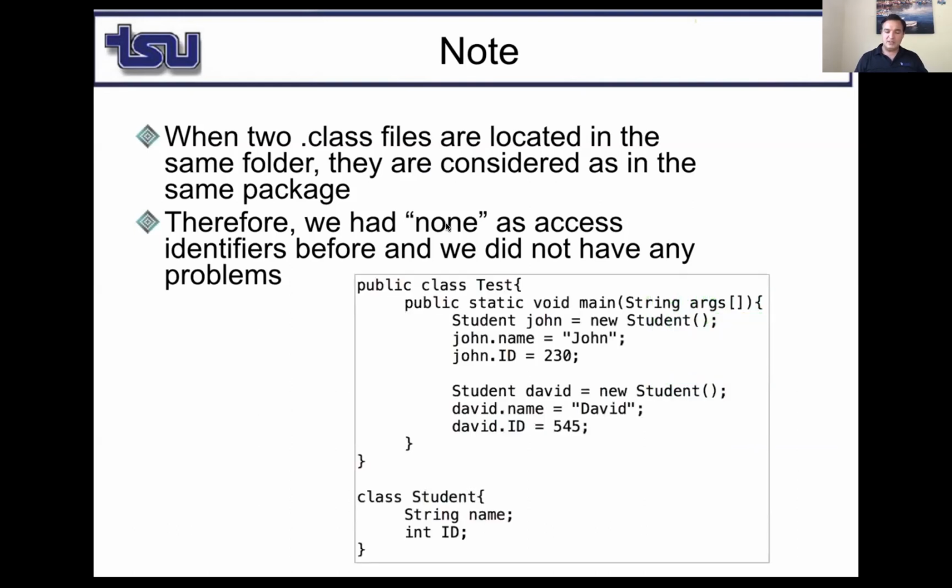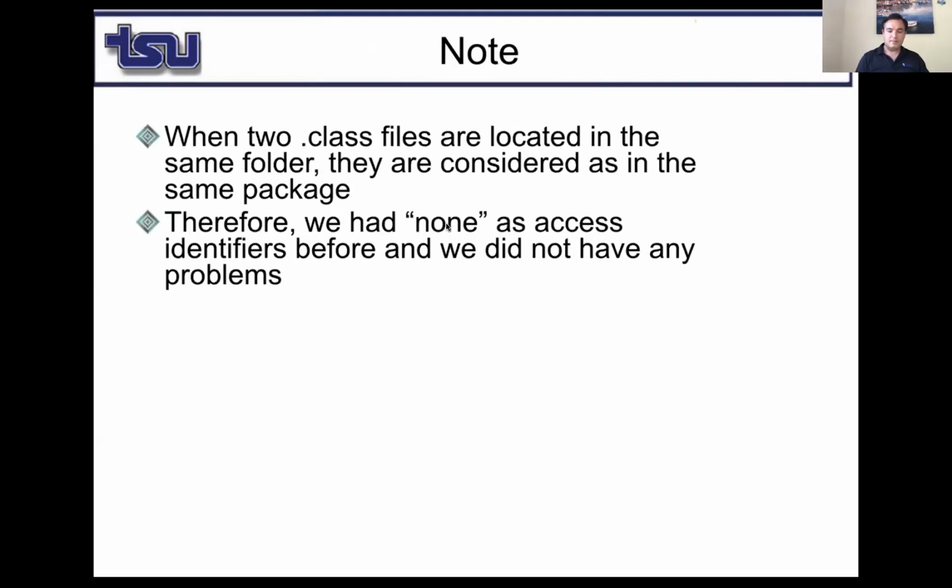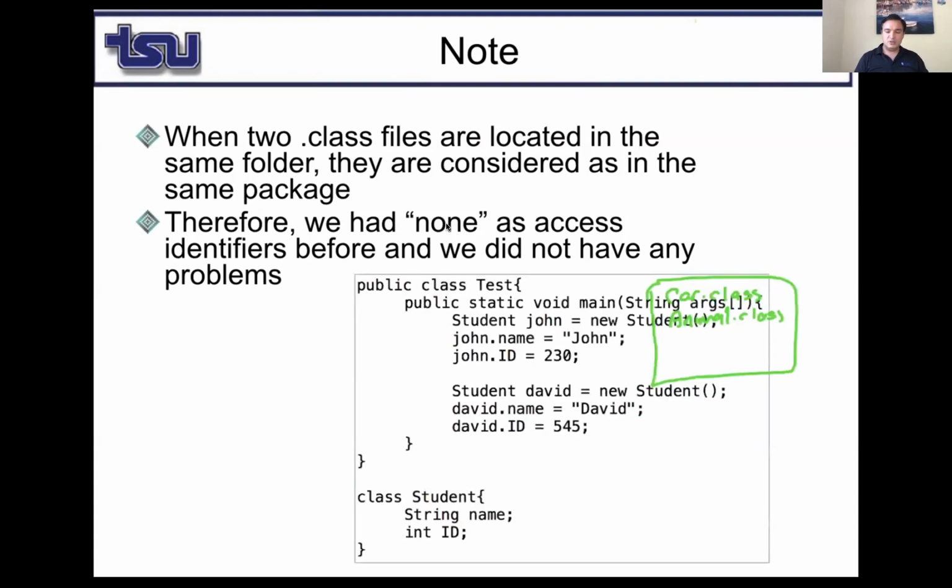So what do I mean by this? Look at this. I have, in this example, oops, I think if I can go back, here you go. Okay. So look here, I have none for string, yet I am able to access it. Why? Because test and student were placed in the same folder and they are in the same package. If two classes are in the same package, even though it is none here, none is accessible, okay? Therefore, I was able to do name. But if I make name private, this will be an error. John.name will be an error.